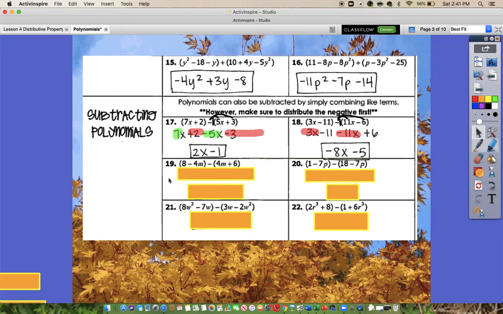Okay, I want y'all to pause and work number 19 and number 20, and then hit play when you're ready to check those solutions.